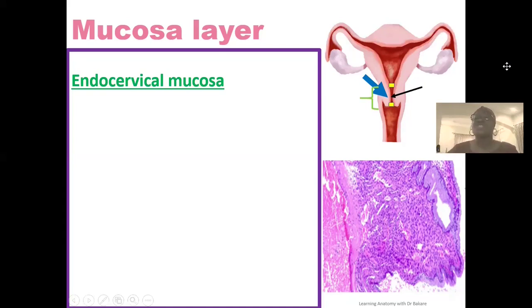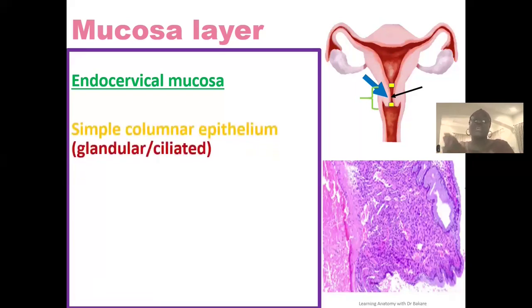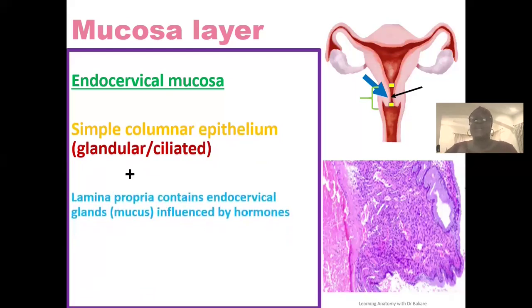So these are the structures that guide it superiorly and also inferiorly. And we say that the endocervical canal is a lumen that is created along the endocervix. We already established where the endocervix is created. So for the mucosal lining, it is made up of simple columnar type of epithelium. And this is underlined by the lamina propria. The lamina propria is seen to contain the endocervical glands.